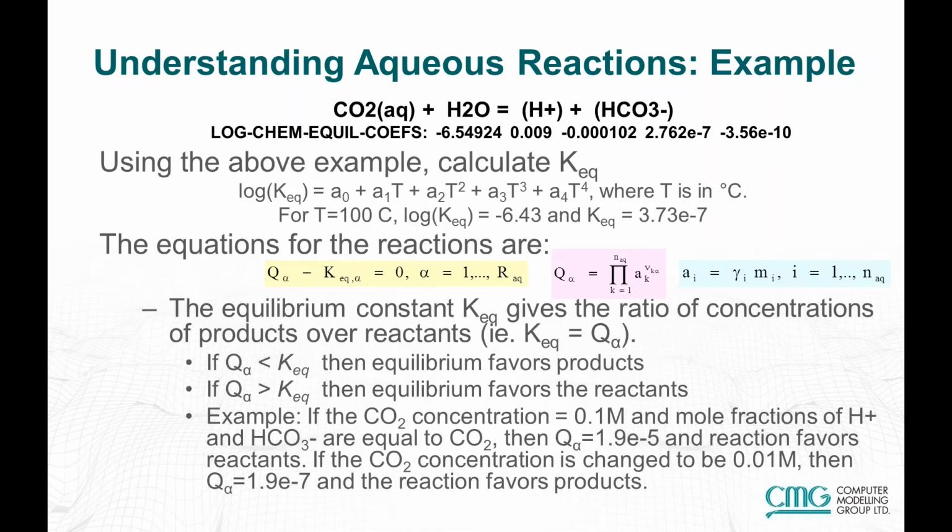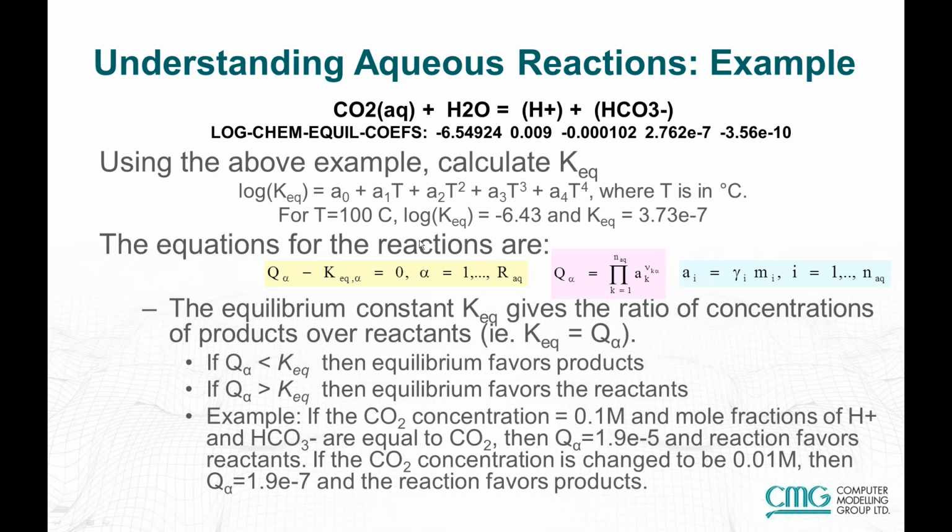Now an example of an aqueous reaction is here, the CO2 plus water reaction giving H plus HCO3. Now in GEM, the keyword for defining the equilibrium constant is this log chem equil coefficients. You input 5 coefficients, and then with this equation here, you calculate the equilibrium constant. If for this case we substitute in 100 centigrade for temperature, we calculate our log K_eq equals minus 6.43, and then K is 3.7E minus 7, so quite a small number.